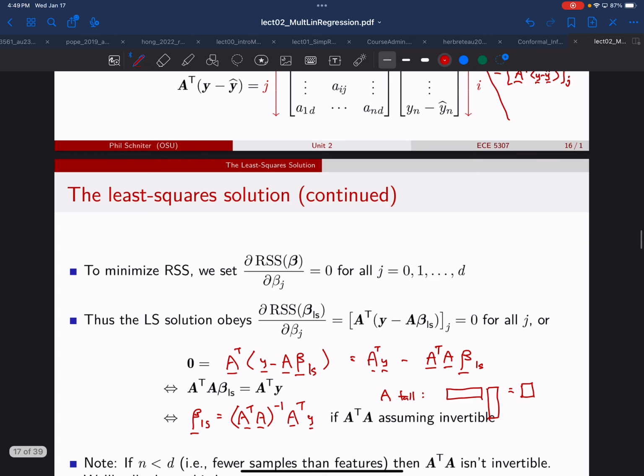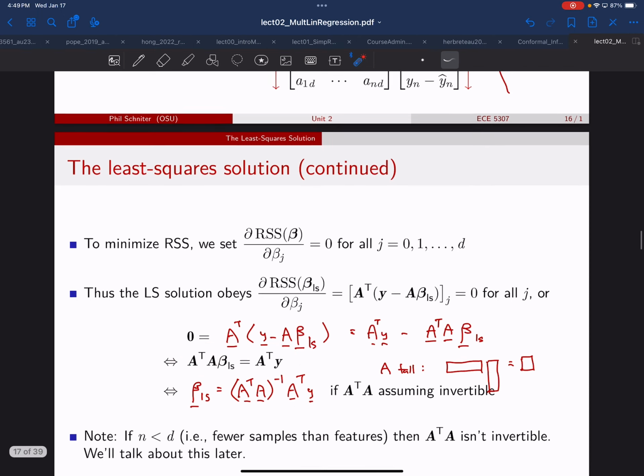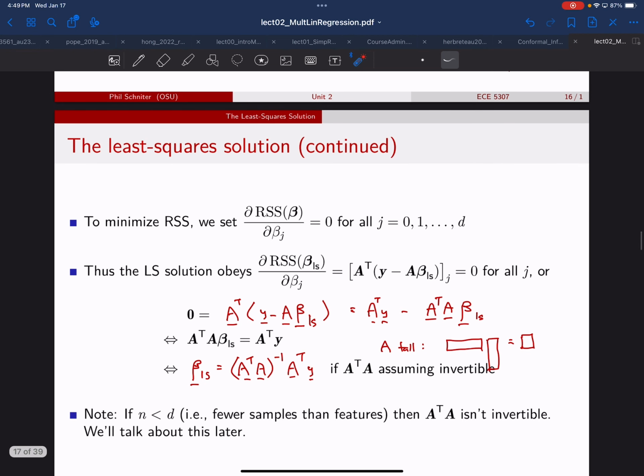So that said, we still are making an assumption when we want to do this step here. We are assuming that the inverse of this matrix does exist. And it does not always exist. So one case where it will not exist is if this A matrix is wide.